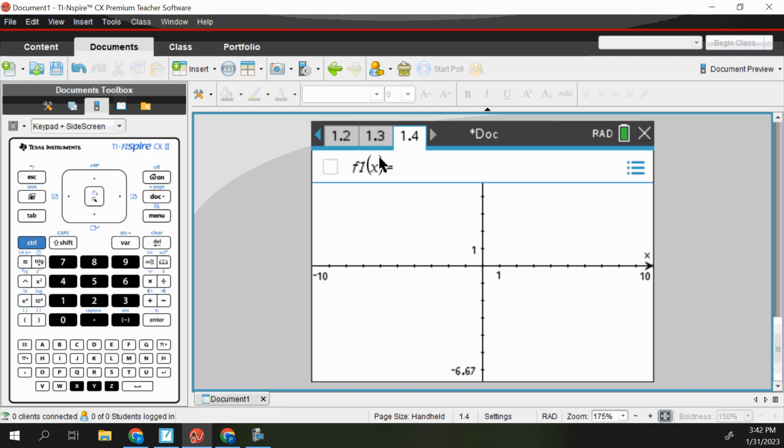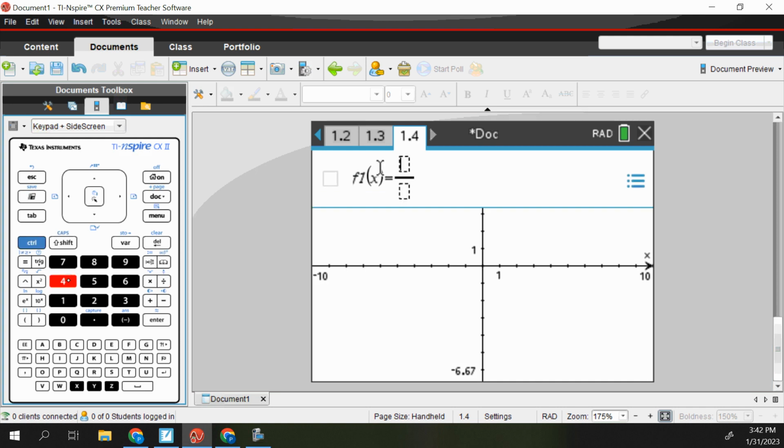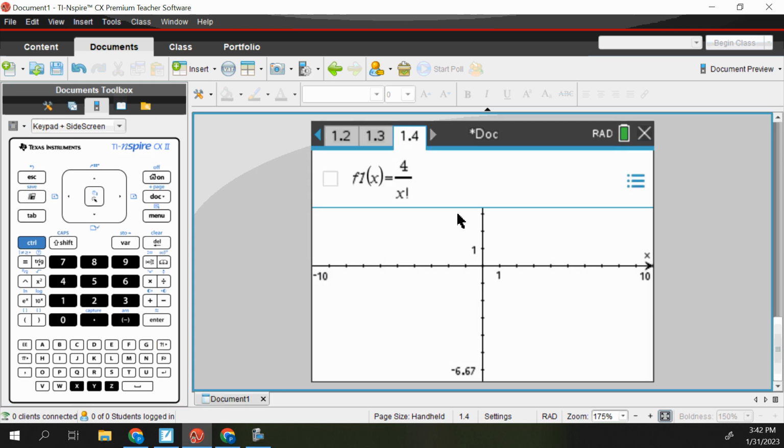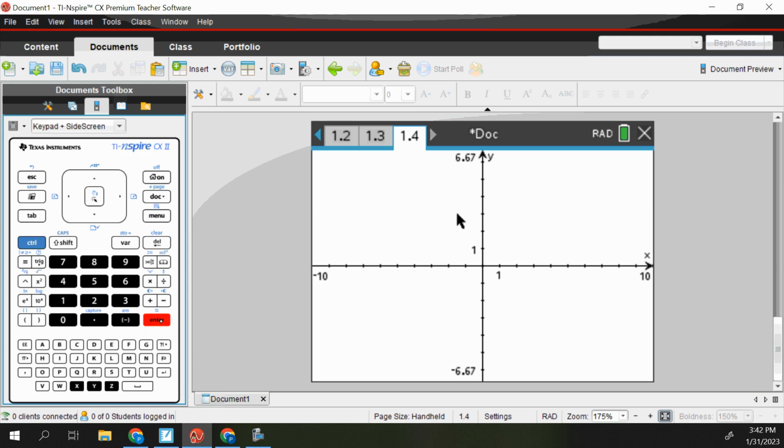So let's go over to the graphs page on our calculator, and we're going to do 4/x factorial. Now the factorial button, if you're unsure, is over next to the G. So right of the G, you've got all these templates. Put your factorial in, hit enter, and we care about the table.